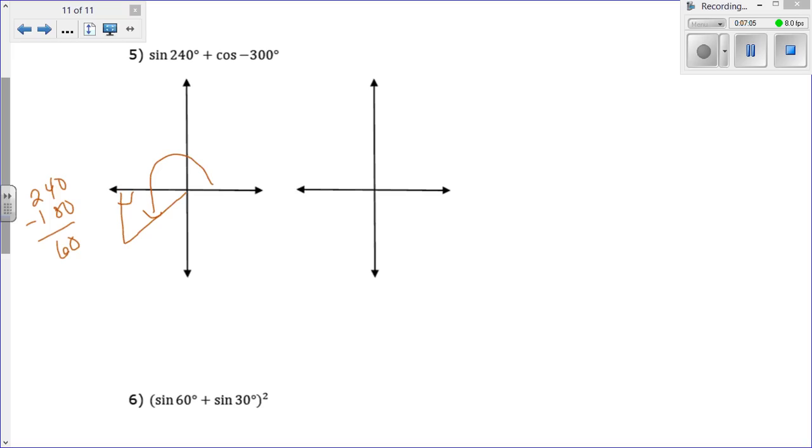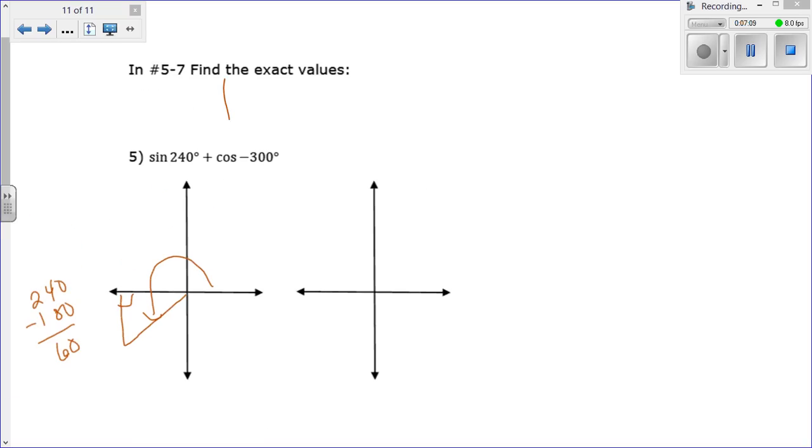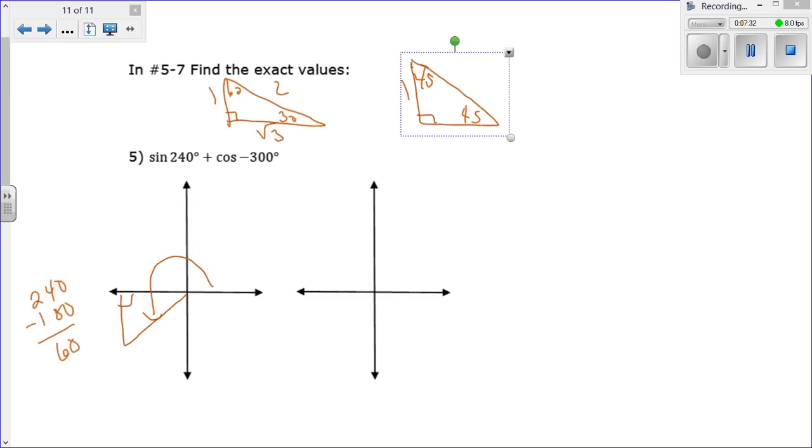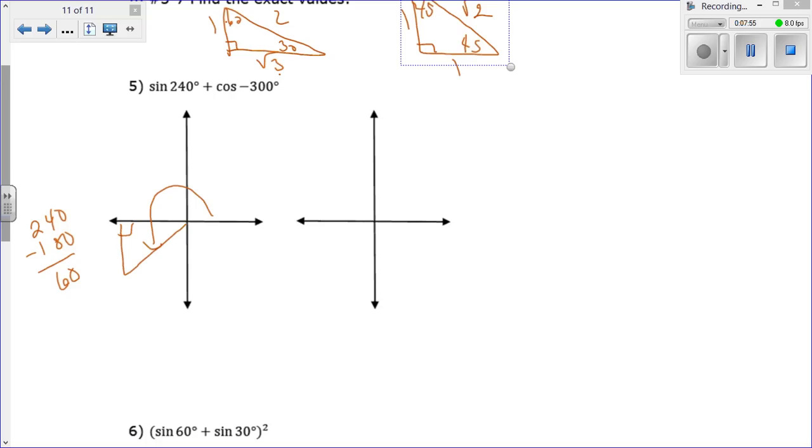So, let's see here. 60, I'm going to need my 30, 60, 90 triangle. And it's 1, 2, and then radical 3 here. And I'm probably going to end up using my 45, 45, 90 triangle as well. So let's just get that drawn. Okay, so 60 degrees, and I'm talking about the sine, and in quadrant 3, it's negative. So the sine of 60 would be opposite over hypotenuse, so radical 3 over 2, and since I'm in quadrant 3, it is a negative radical 3 over 2.